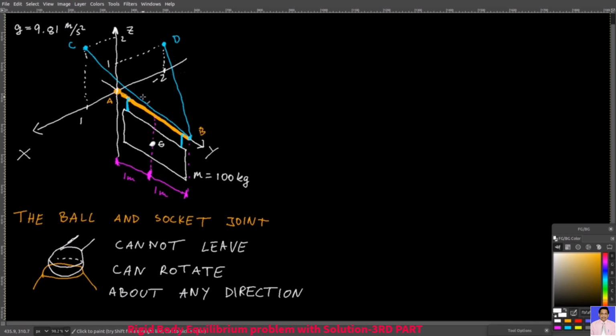And also, I ask you to find the tension forces in cables BC and BD. All the relevant dimensions are in the image. So good luck. Try it out on your own first and then see the solutions in the next video.